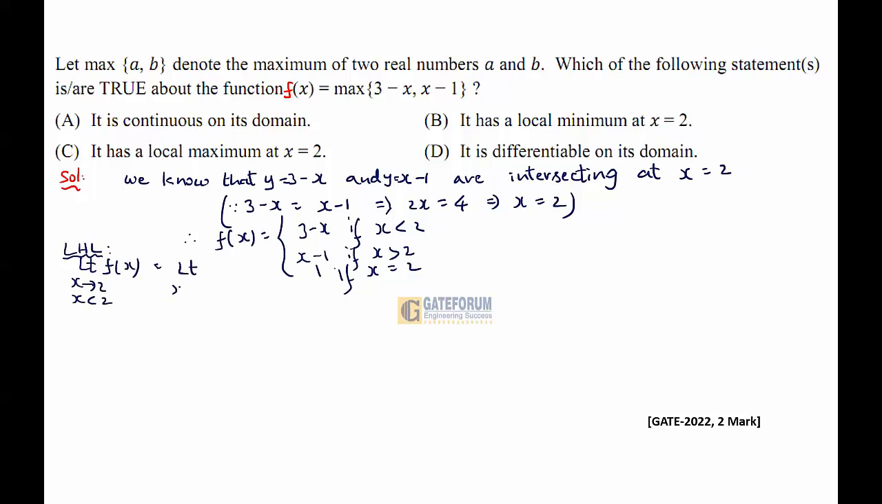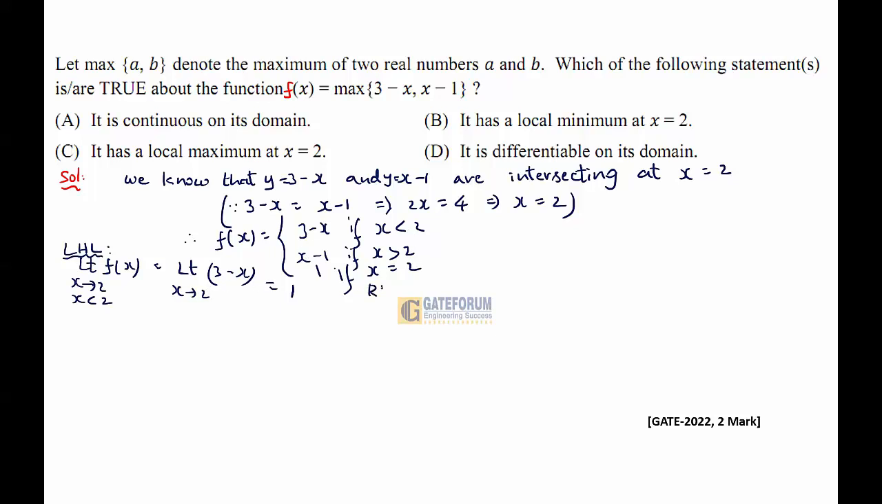This is equal to limit x tends to 2, 3 minus x. This is equal to 3 minus 2, which is 1. Or by direct substitution: less than 2 means left hand limit, and right hand means greater than. So substitute directly here also, without writing this procedure.